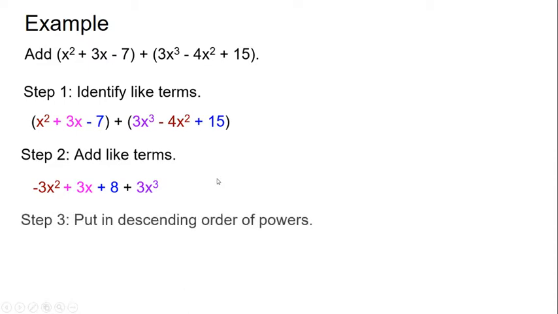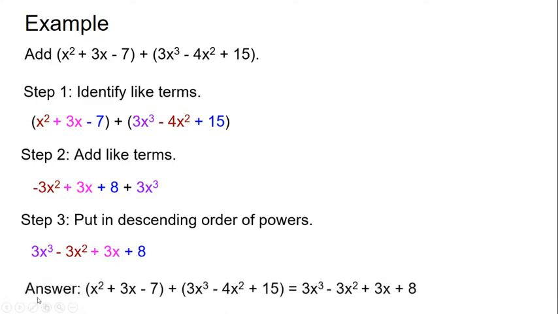Our last step now is to put them in descending order of powers. That means we're going to put the highest one first. So we're going to put the cubed term first, then the squared term, then the x term, because remember if there is no exponent, it's assumed to be 1, and then our constant. So we're going to end up with 3x cubed minus 3x squared plus 3x plus 8. That would be our final answer: when we add these two polynomials together, we end up with the polynomial 3x cubed minus 3x squared plus 3x plus 8.